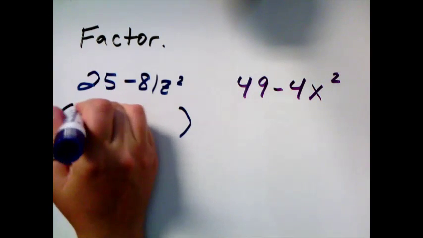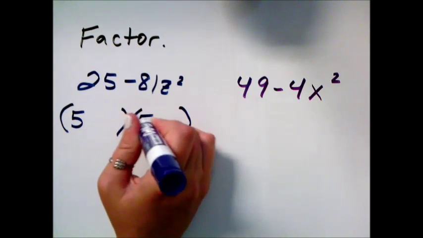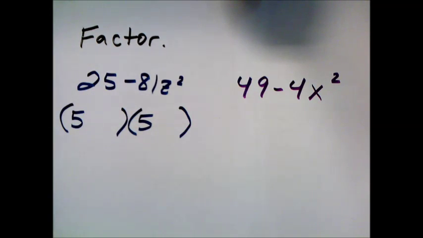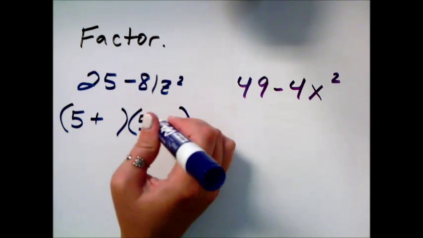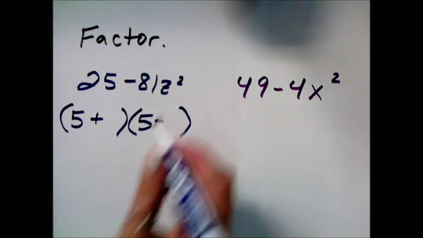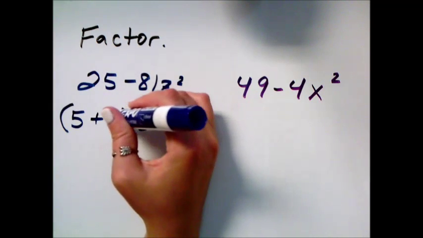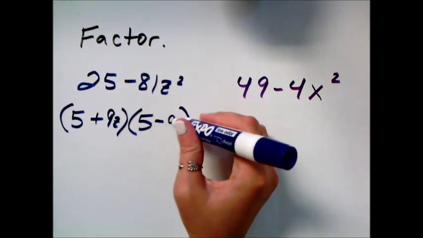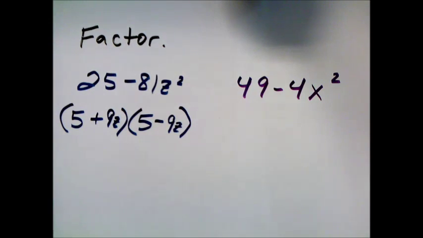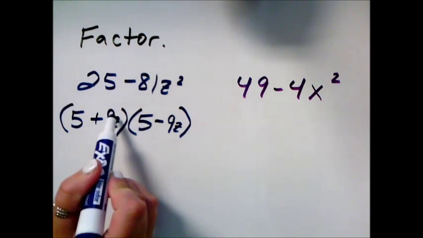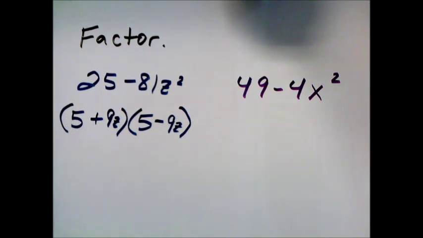So I think, okay, if I'm FOILing, the only way I can use perfect squares to get 25 is 5 times 5. And to get the middle term to cancel, I have to do plus and minus. So what times what would give me 81z squared? So if I did plus 9z and minus 9z, and then check and see, the inside term is 45z, and the outside term is negative 45z. So that's why those canceled and there's no middle term.